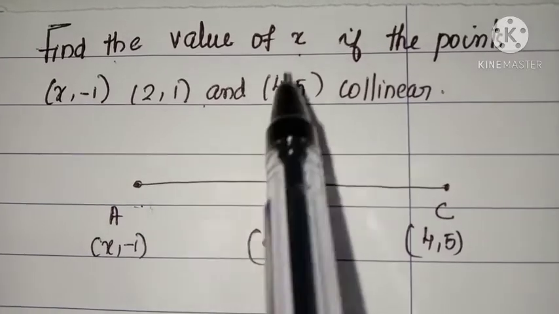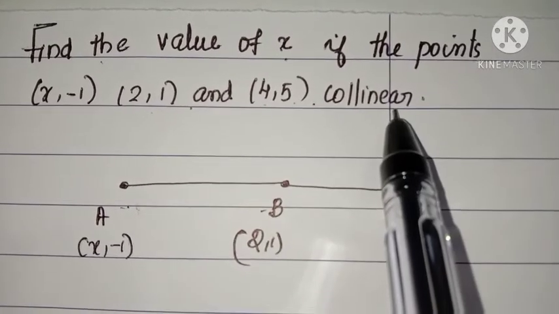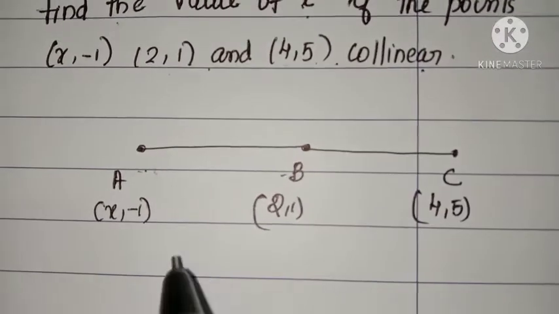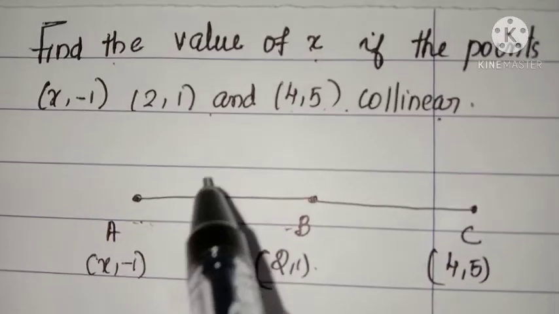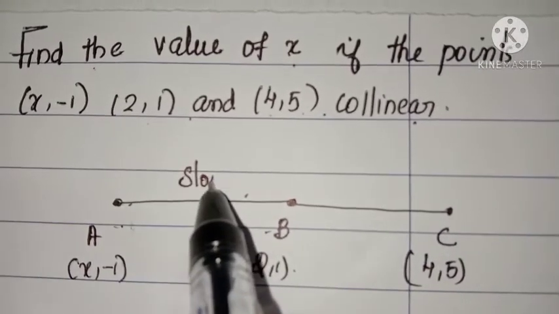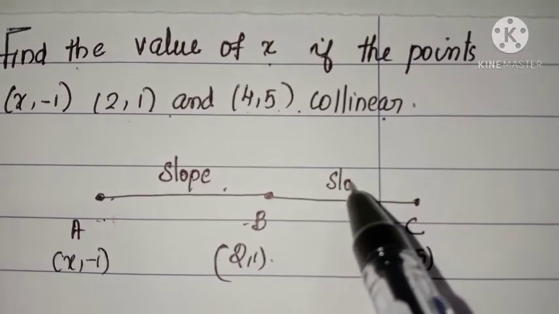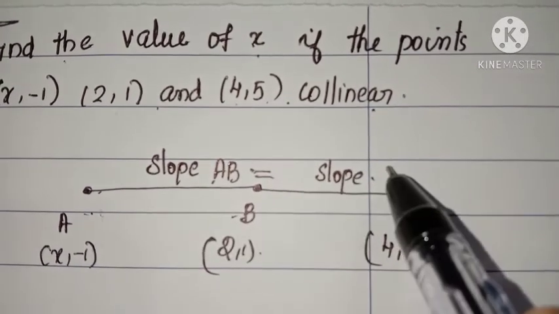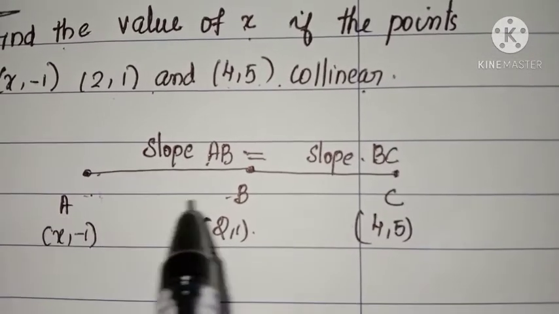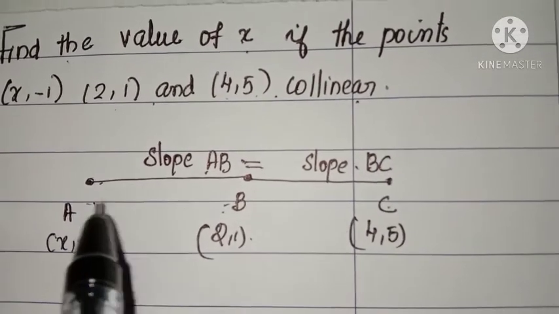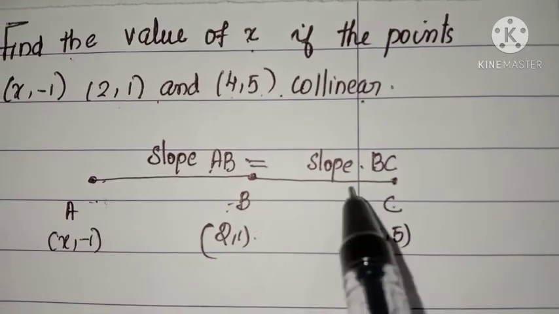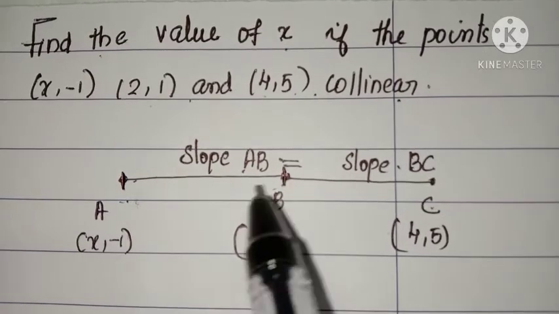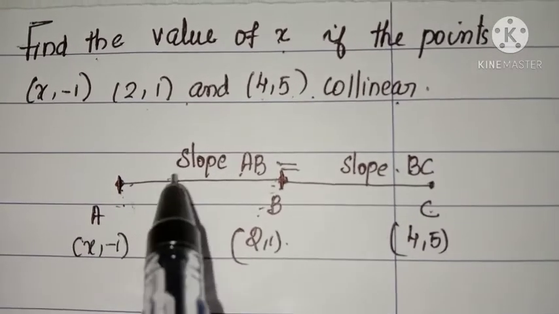So to find the value of x using this collinearity, we are applying the concept of slope. 3 points are collinear if slope of AB is equal to slope of BC. If slope of AB is equal to slope of BC, then we can say that these 3 points A, B, C are collinear. Collinear means lie on the same line. So first we have to find slope of AB.